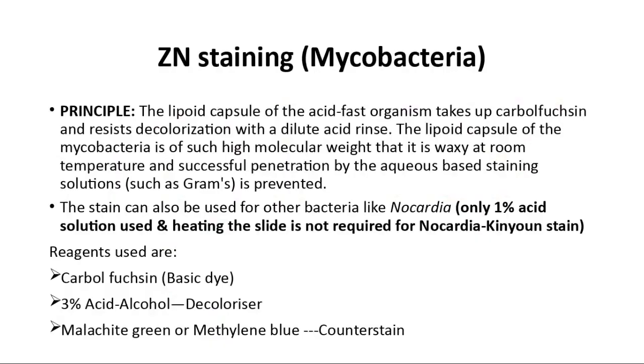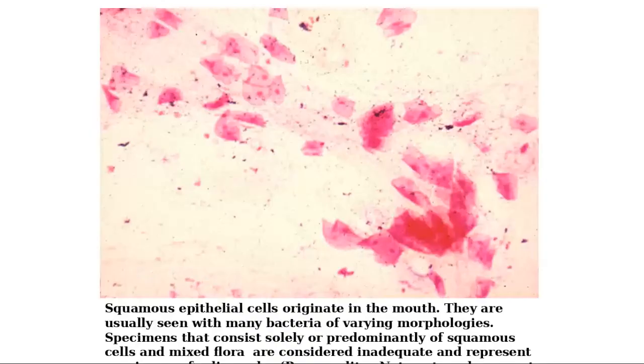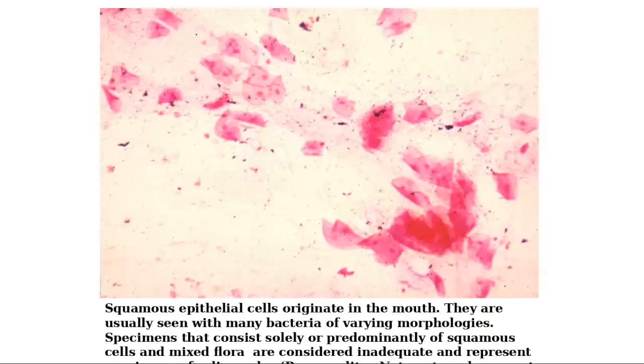But here, if you remember this slide, yes, this one, it contains more than 10 epithelial cells. 1, 2, 3, 4, 5, 6, 7, 8, 9, 10. So when you count, it's more than 10, it means this is a poor quality or bad quality specimen. So you reject this specimen.